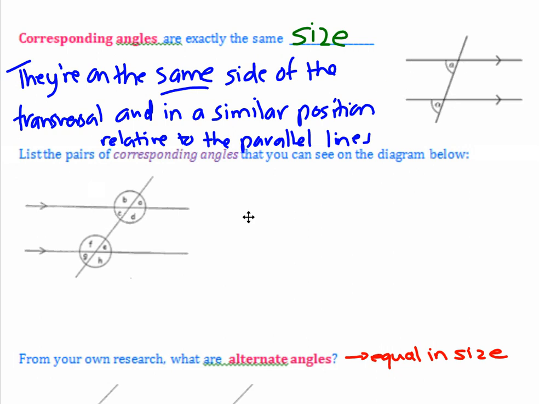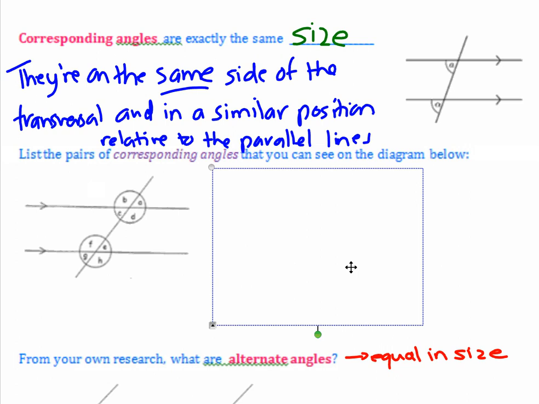So list the pairs of corresponding angles you can see in the diagram below. So for example, this one, C and G, what's another pair? That's right, we have D and H. What's another pair? We have B and F. See, they're both to the left of the transversal and above the parallel line. Plus we also have A and, what's this, E? It's because they're to the right of the transversal and above the parallel line.